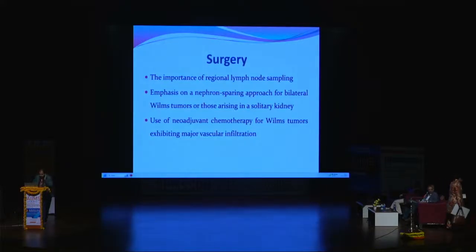So coming to the surgery, regional lymph node sampling is very important, because it gives us the prognosis and the outcome of the disease. If the disease has gone into the lymph nodes, the prognosis is poor and the outcomes are poor. There is emphasis now on a nephron sparing approach for bilateral tumors and those arising in solitary kidneys, and use of neoadjuvant chemotherapy for Wilms tumor in which there is major vascular infiltration.